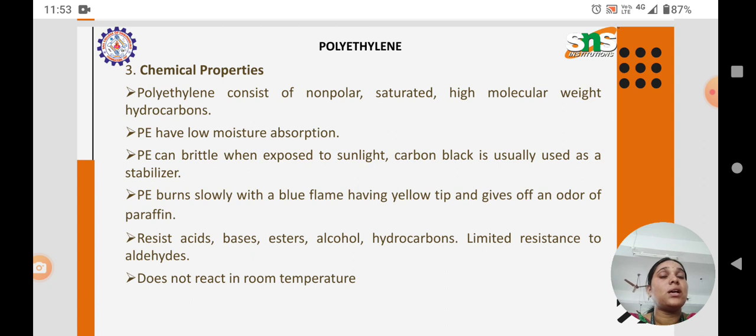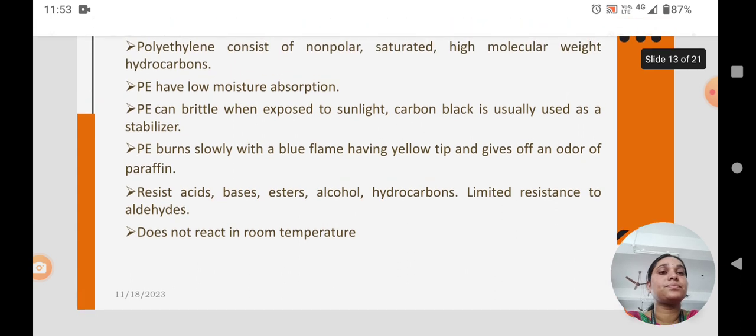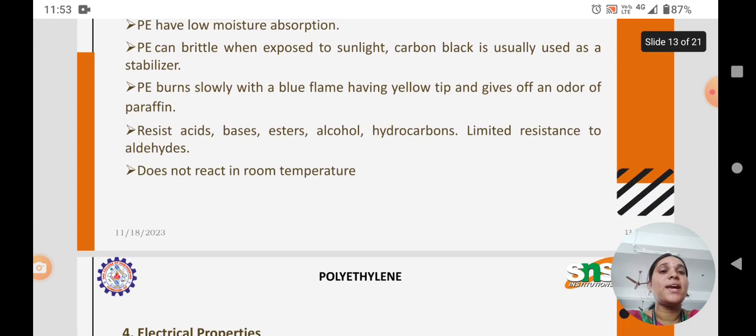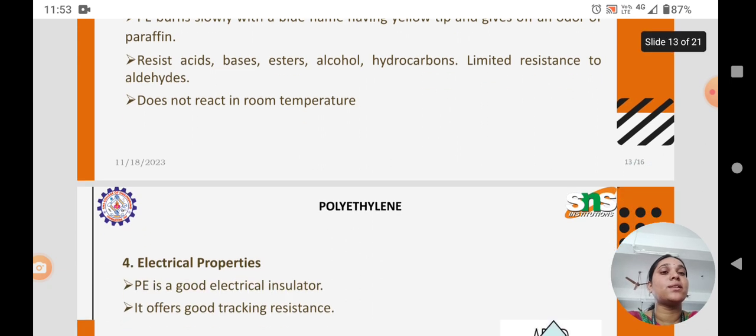These are the best things in polyethylene. It has many chemical properties, so polyethylene has a wide variety of day-to-day appliances. The main thing is that it doesn't react at room temperature. That is the best thing in polyethylene.